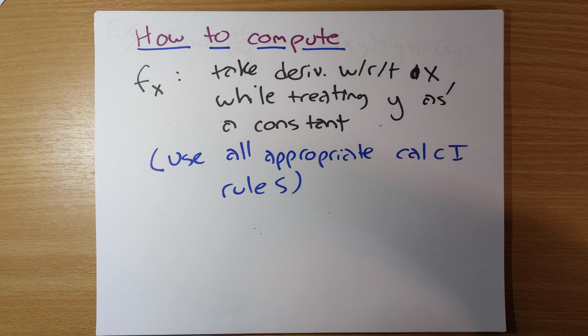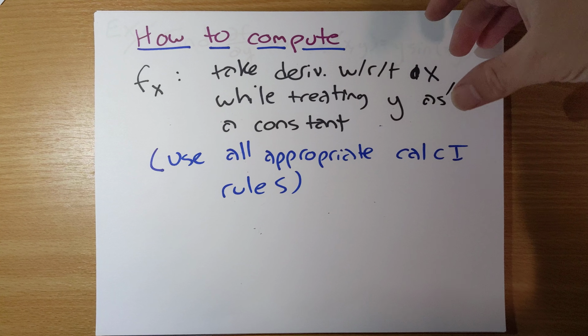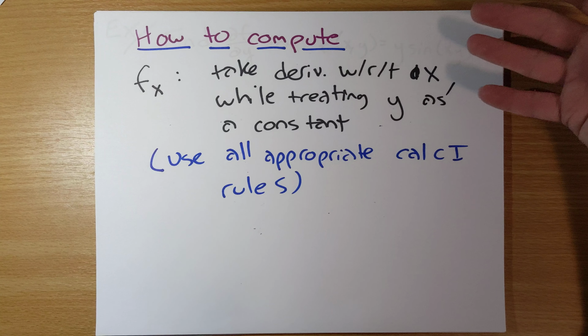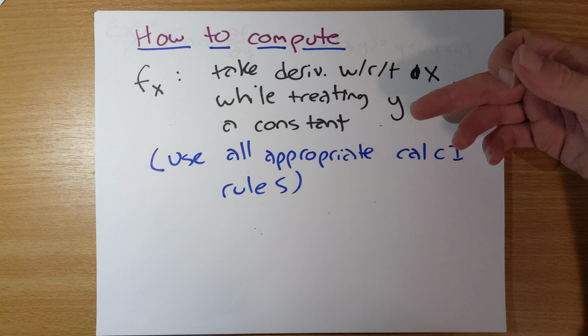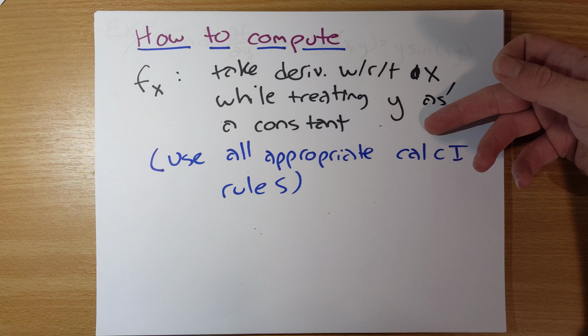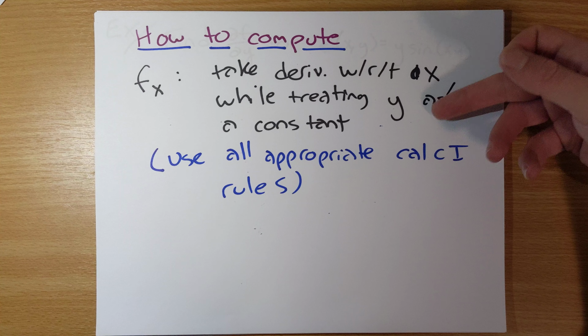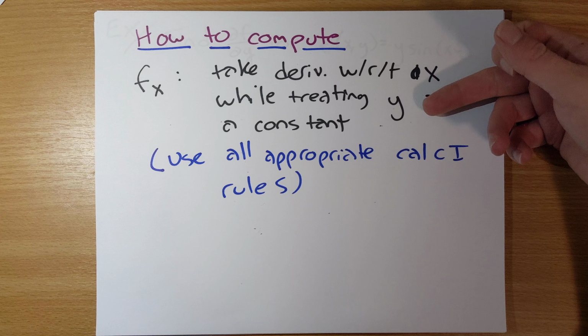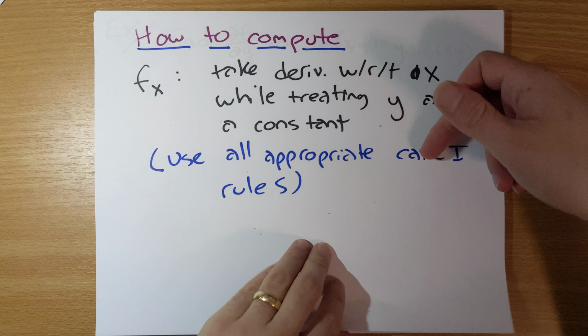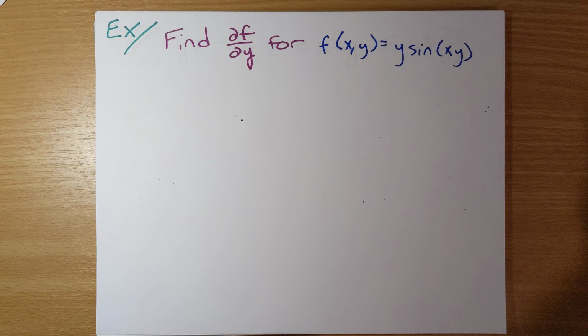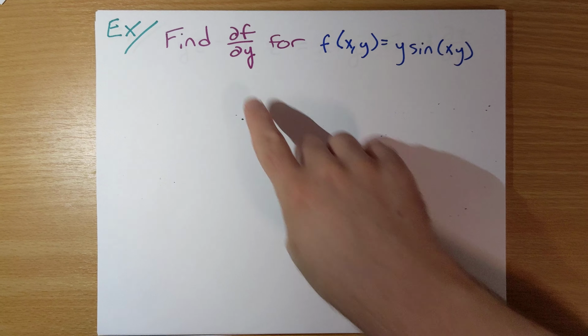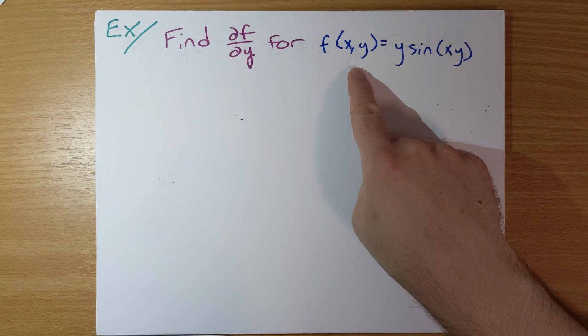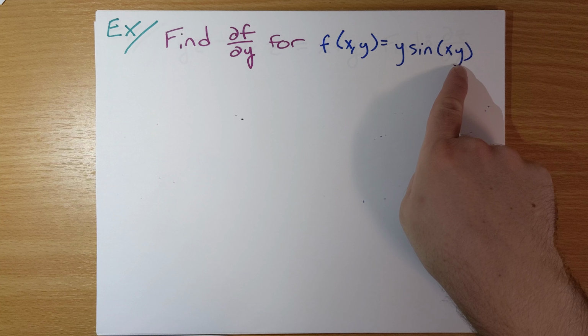So let's just do a few more examples of computing partial derivatives. As a reminder, this is our general algorithm: whichever variable we're not taking the partial derivative with respect to, we treat as a constant while using appropriate rules from Calculus 1. Okay, so find df/dy for f(x,y) = y times sine of xy.